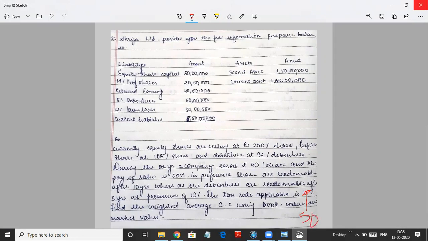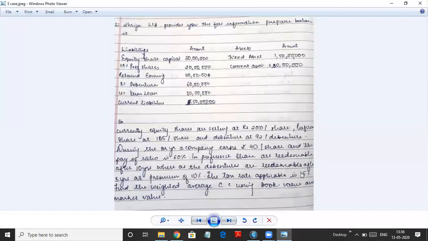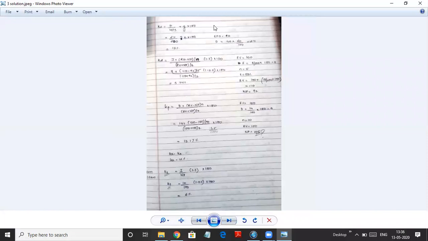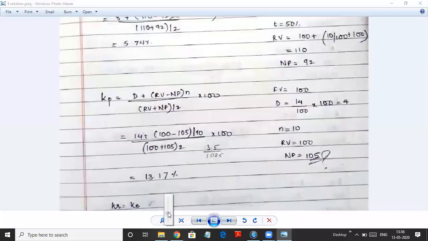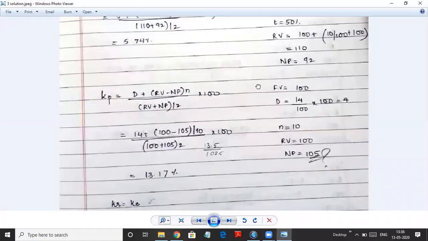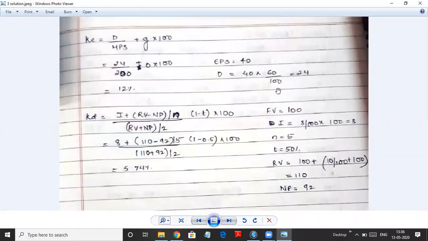Okay, so let's start. Here I have not changed, you need to change it and note it down. So first, cost of equity. The formula is dividend divided by MPS plus growth rate into 100. Dividend is not given, EPS is given as 40. EPS is 40 and dividend payout ratio is 60%. So 40 into 60%, we get it as 24.